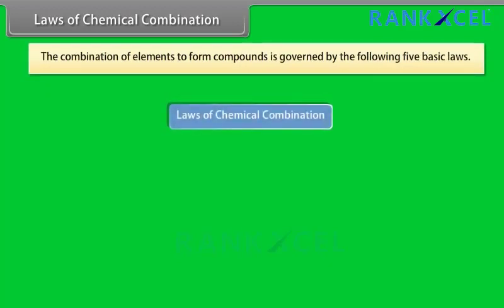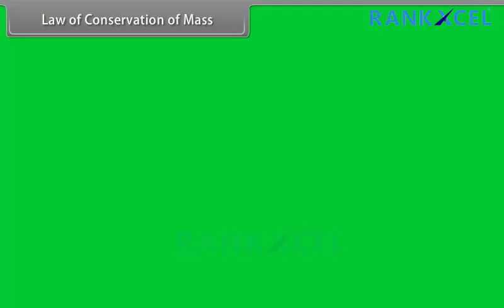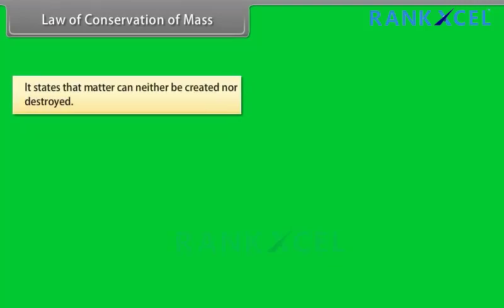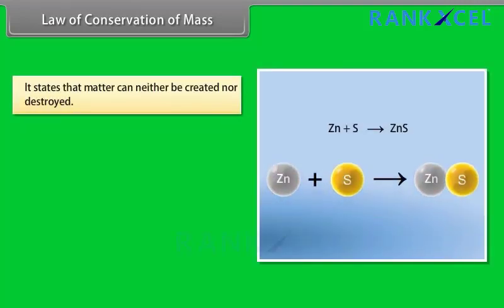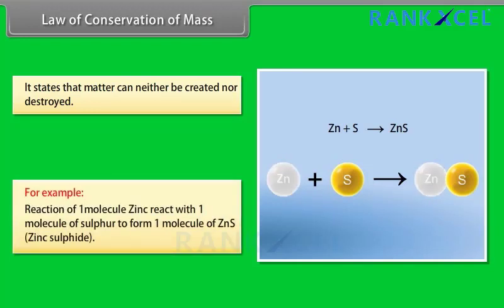Laws of chemical combination. The combination of elements to form compounds is governed by the following 5 basic laws. Law of conservation of mass. It states that matter can neither be created nor destroyed. For example, 1 molecule of zinc reacts with 1 molecule of sulfur to form 1 molecule of zinc sulfide.